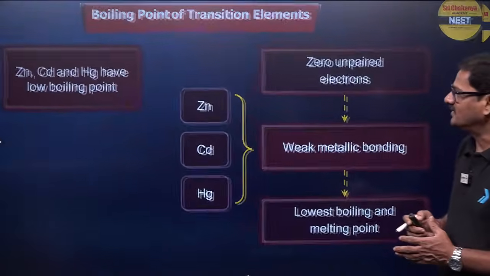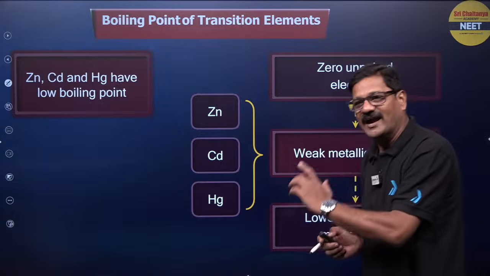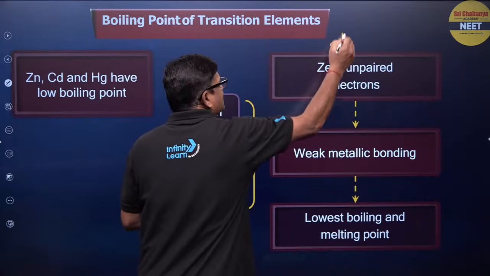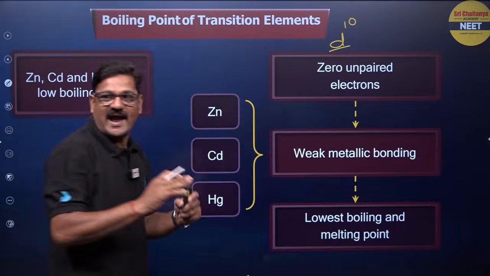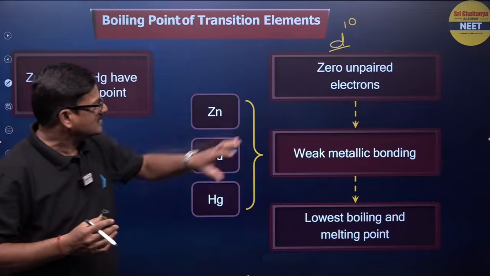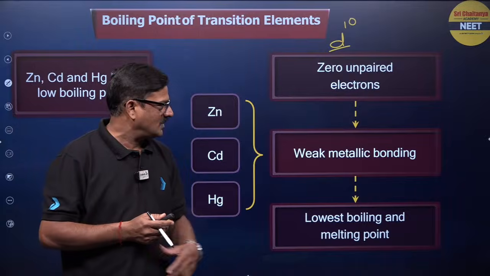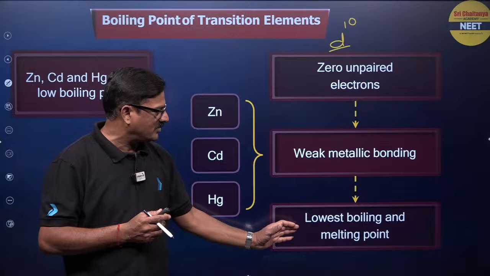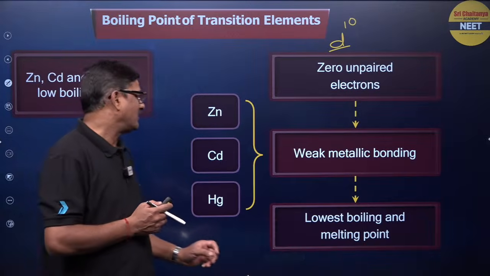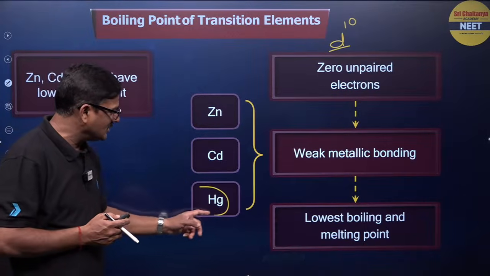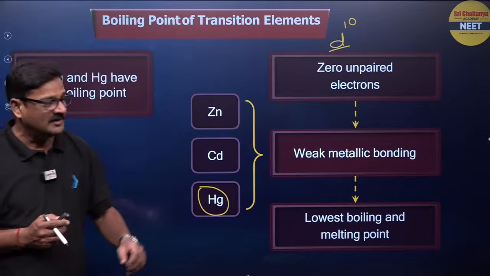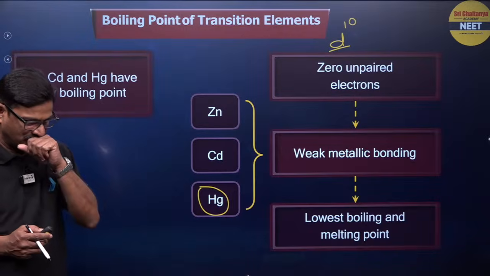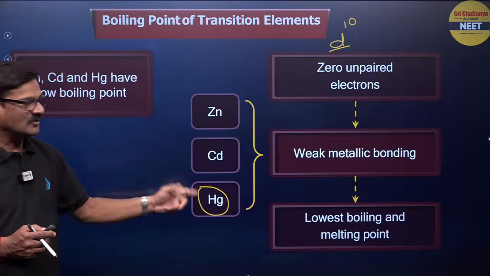Now moving ahead here, zinc, cadmium and mercury, they have D10 configuration. So with D10 configuration, zero unpaired electrons and weak metallic bonding, they have the lowest boiling point and melting point. Of course, mercury is a liquid at room temperature and these three are volatile. These three are volatile. Okay beta?